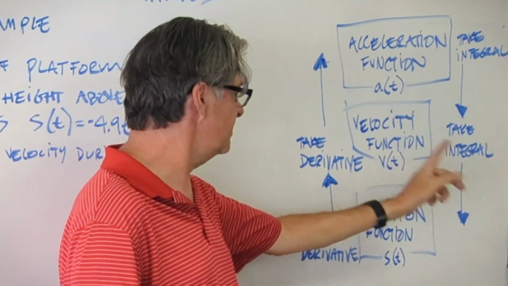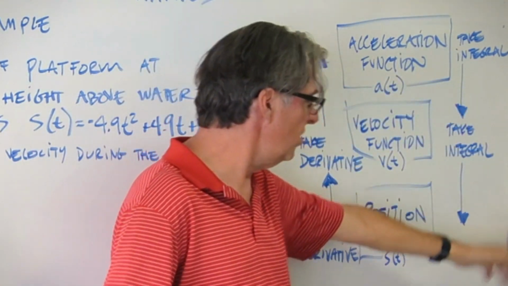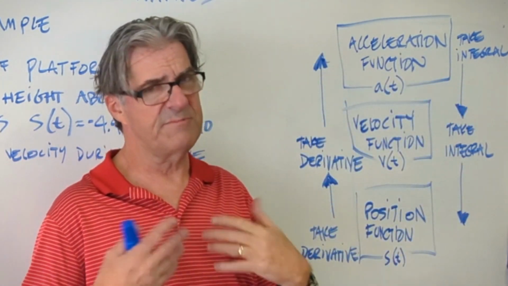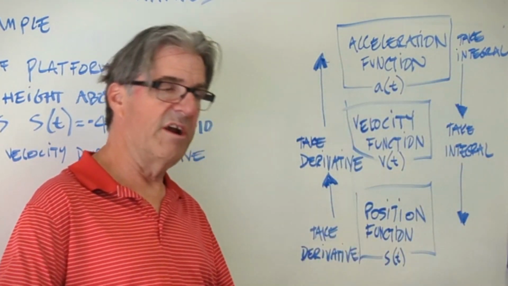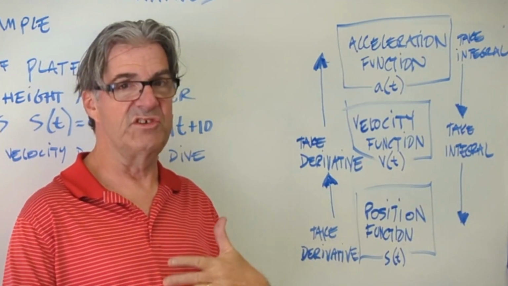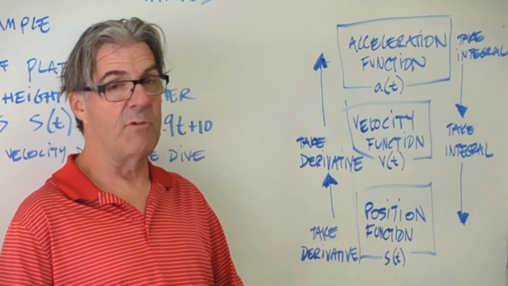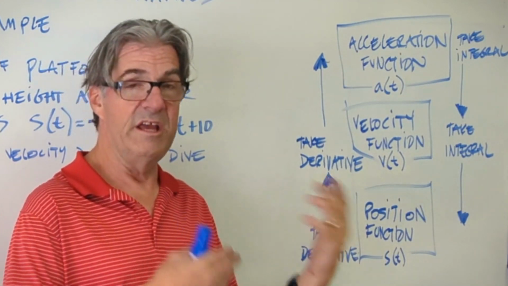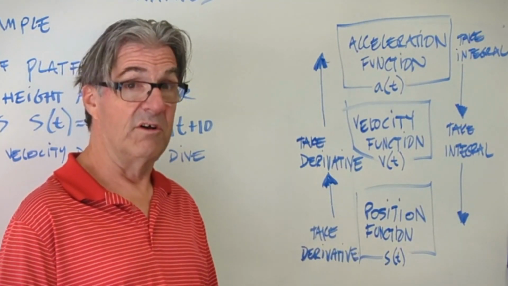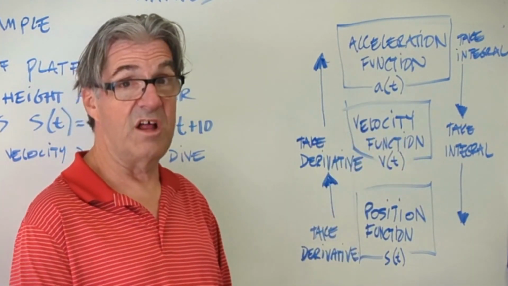Same thing with velocity to position. Just take the integral and you get to position. Now this makes sense because integration and derivation are inverse functions, so you're going up and down through basically the same process, just like multiplication and division are inverse processes. So we're going to use a little bit of this knowledge in this example.